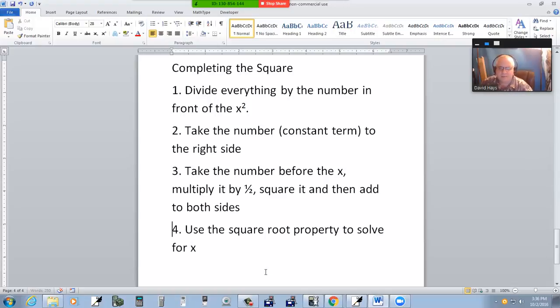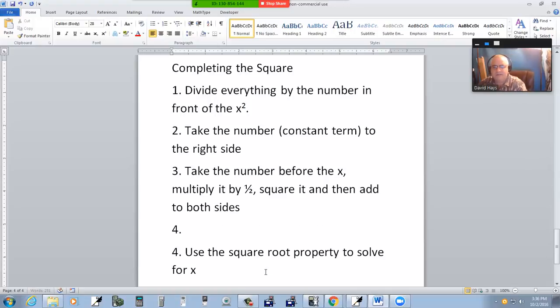I forgot a step. My wife's trying to kill me with the heat in this house. Factor the left side. There we go. Then step 5, use the square root property to solve for x. I haven't tried outside. Maybe it's cool. Not great. Not hot, definitely.